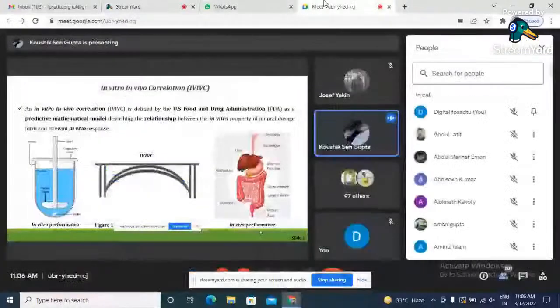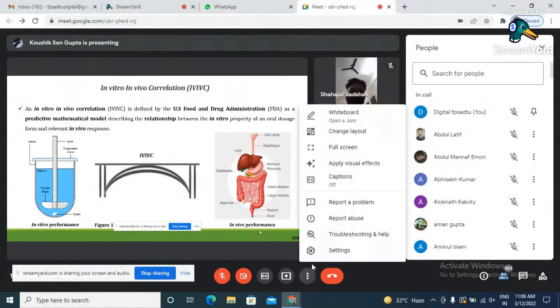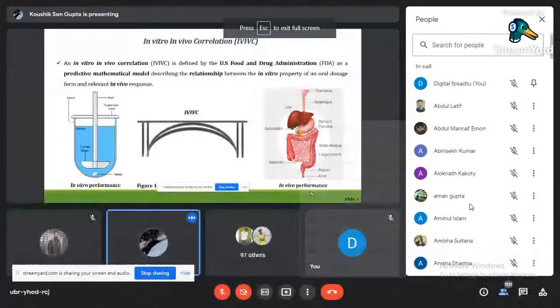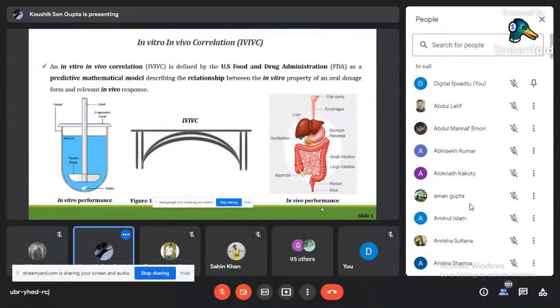For the tablet dosage form, there are several quality control parameters you have to test, like the weight variation test, disintegration test, then hardness, friability, and the most important thing, the in vitro dissolution study. Why do we perform this? The in vitro dissolution study checks the drug release from the dosage form, that is the tablet, whether it releases the drug as per our wish or not.